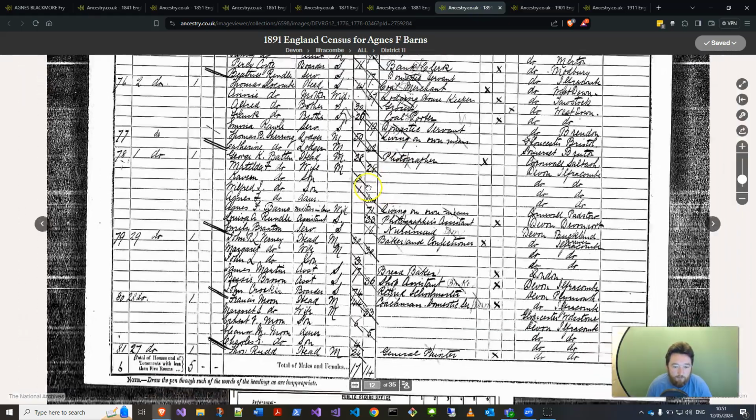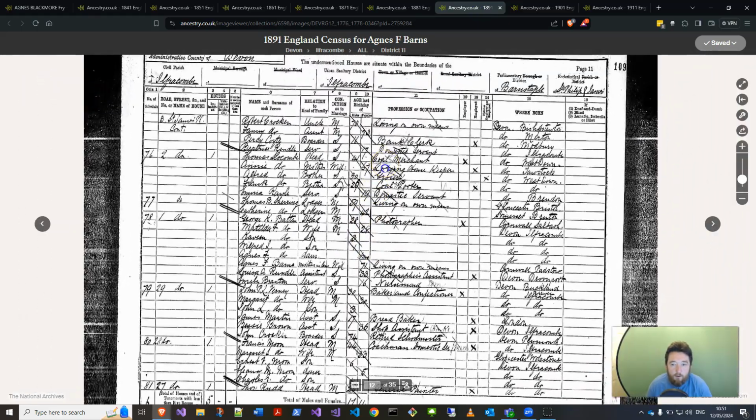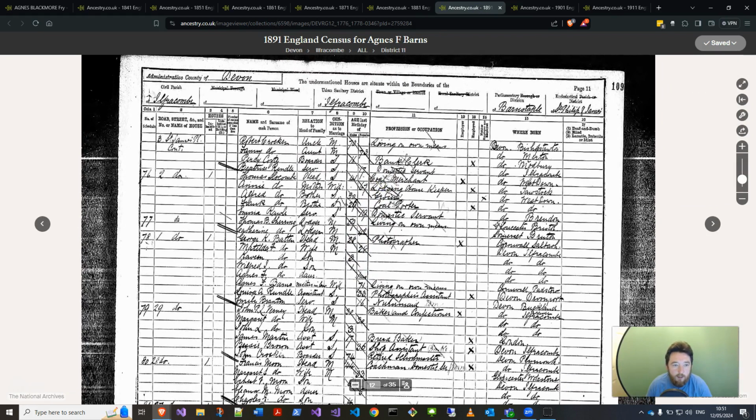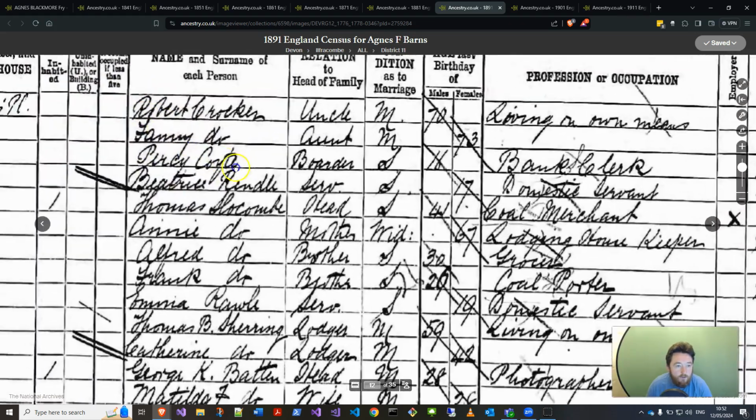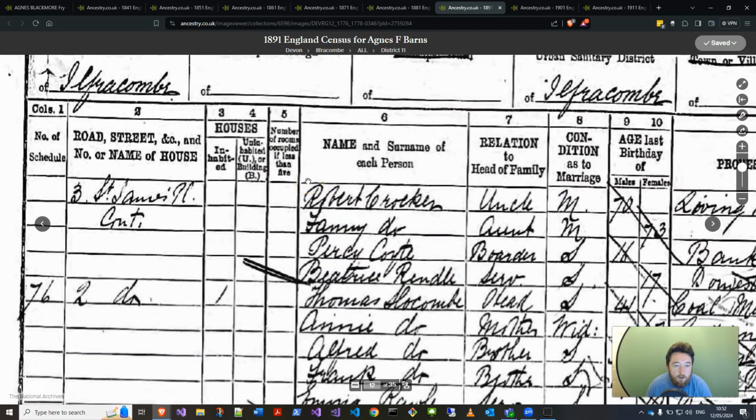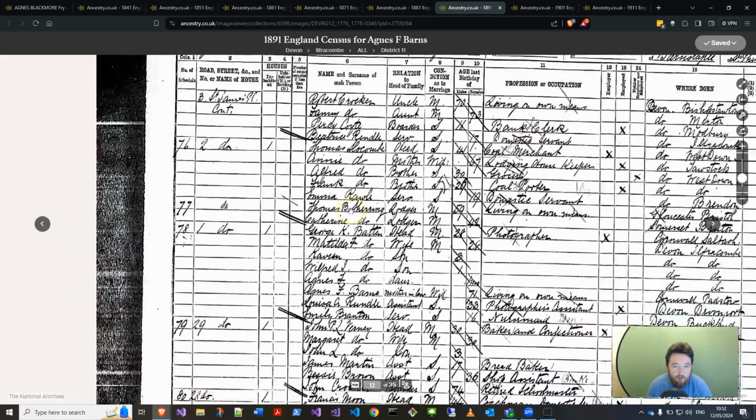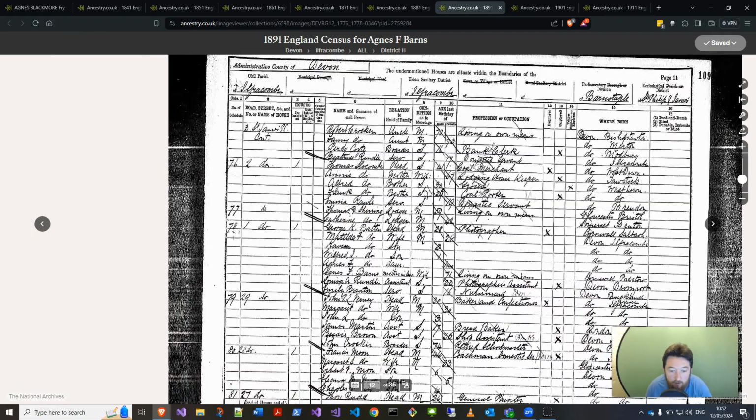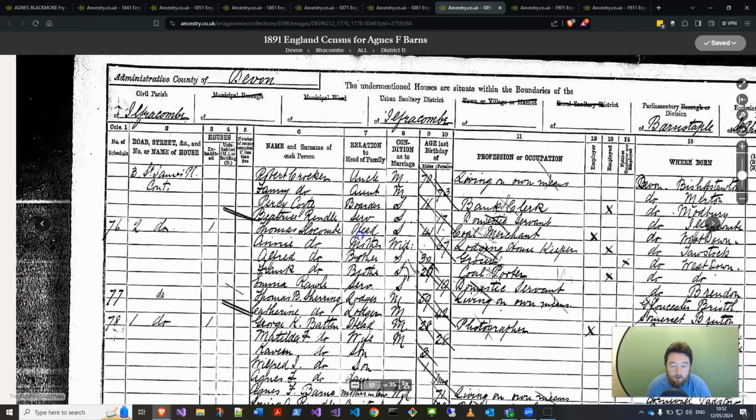Let's have a look. Okay, initially it looks quite clear. The handwriting is perhaps a little more legible. And we've got no big changes really. Once again, however, we seem to have added in this column here. Number of rooms occupied if less than 5. Curious why they had to specify that. Maybe there was some kind of tax reason or something along those lines.